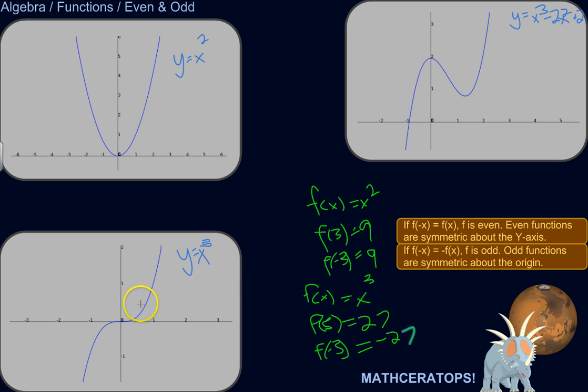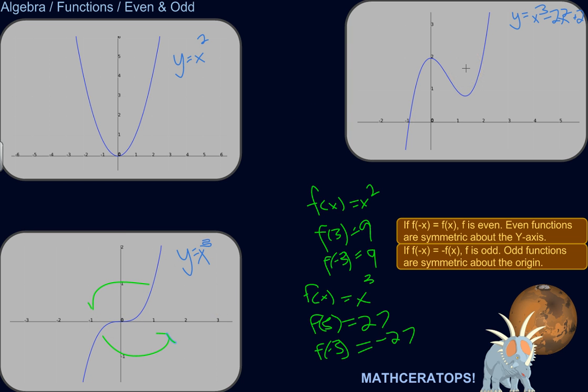And odd functions are also visually recognizable because they're symmetric about the origin, which means if I rotate this graph 180 degrees around the origin, I get the same graph again. I don't know if you can visualize this, but if I just swing it around 180 degrees, it lines up with itself again. So it has that symmetry there.